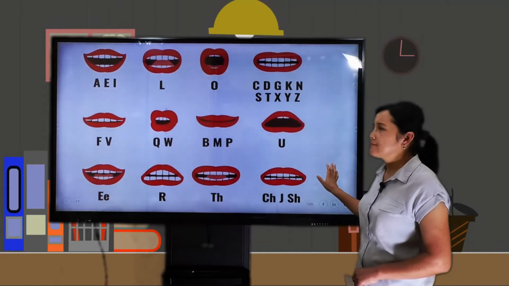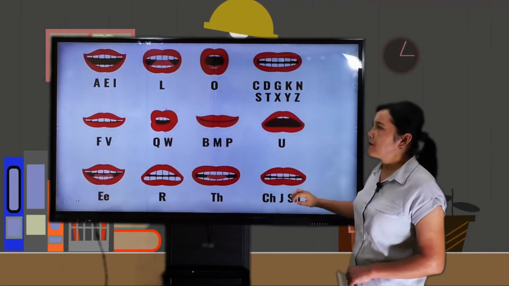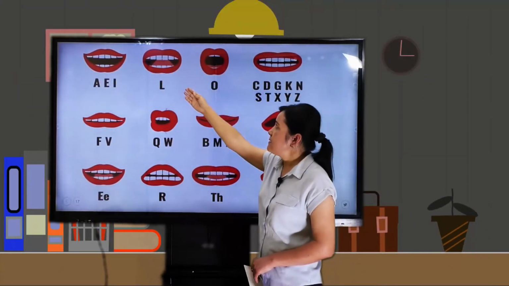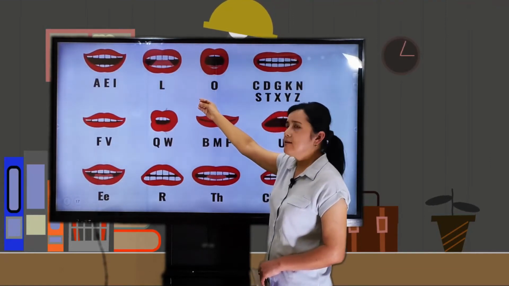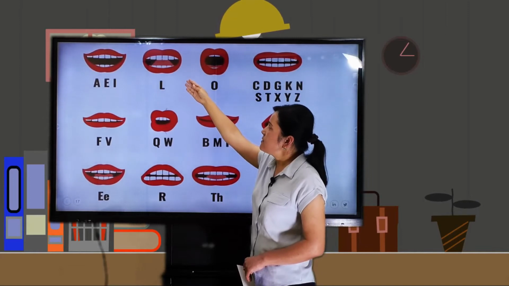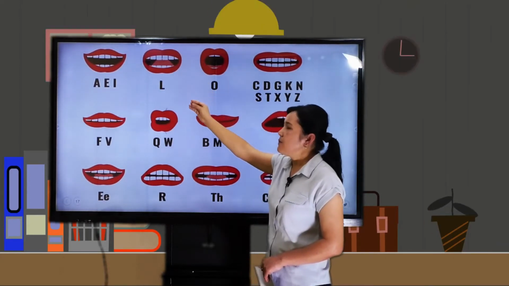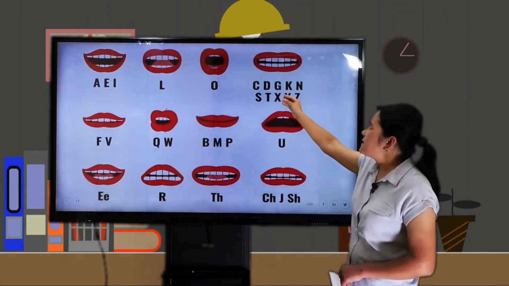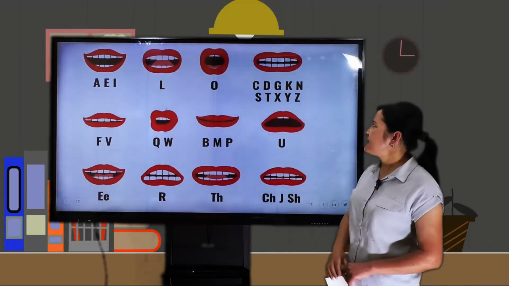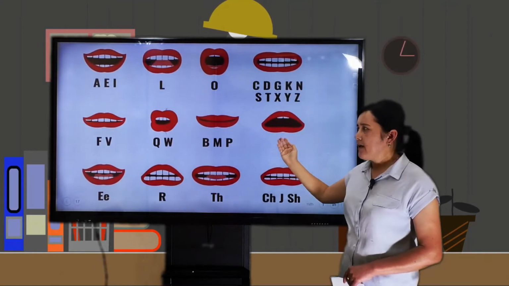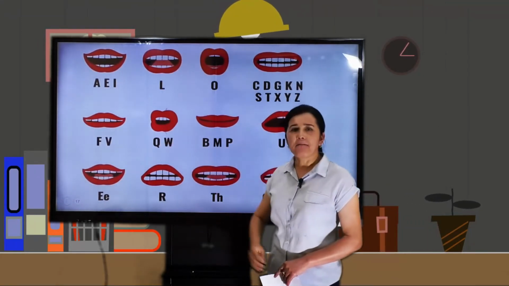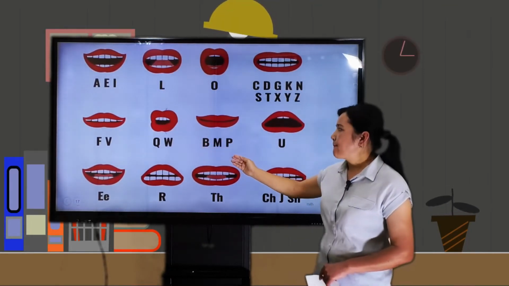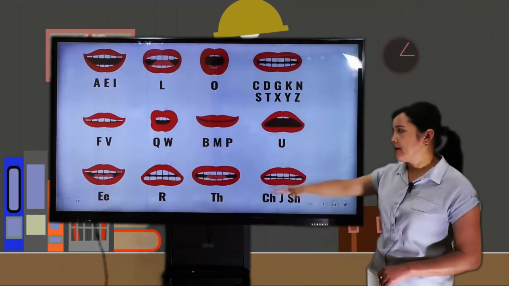So you can use this diagram for mouth position. As you see here, for instance, when you produce the sound l, here is shown lip position, teeth position. So l, and s, d, g, k, n, and etc. And this is for the sounds f and v, w, b, m, p, and etc.